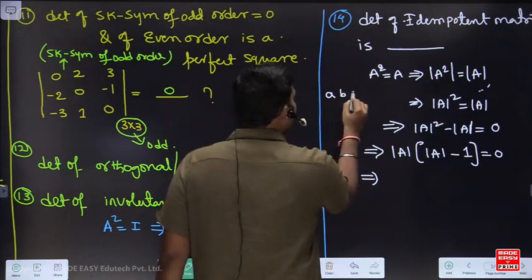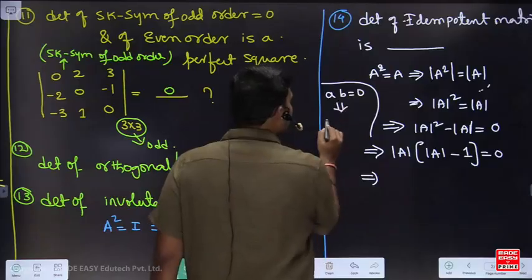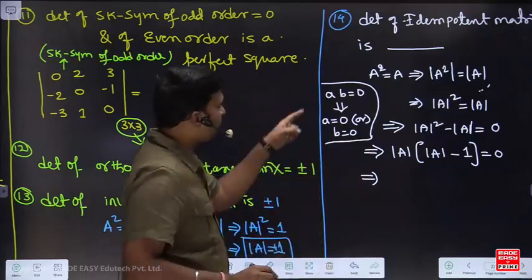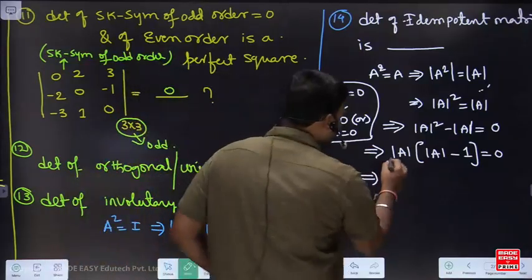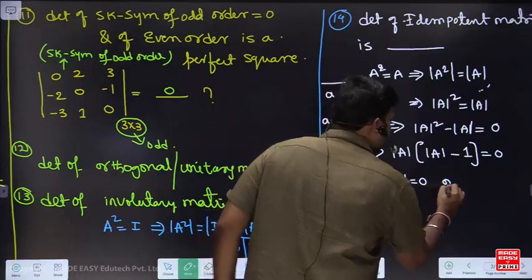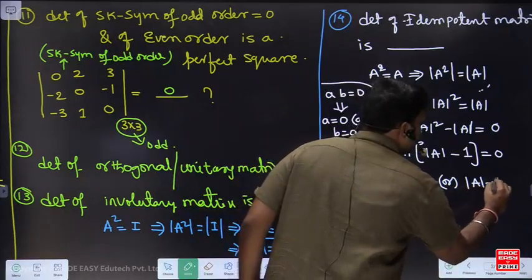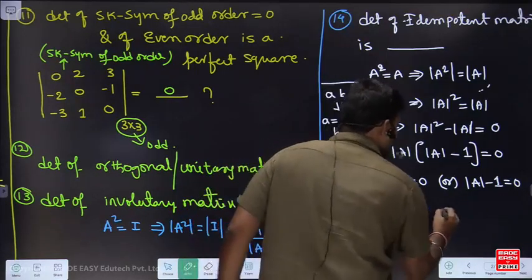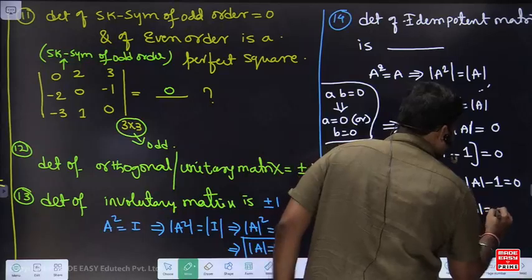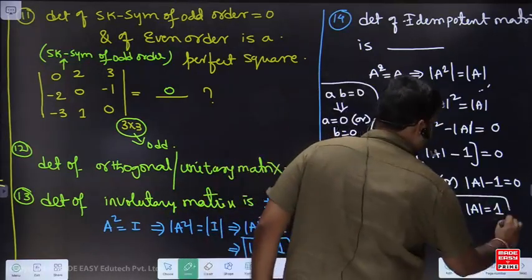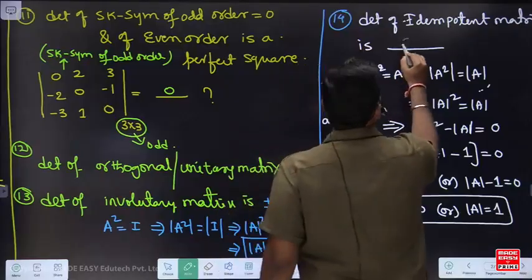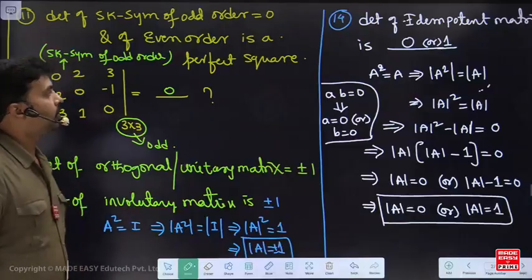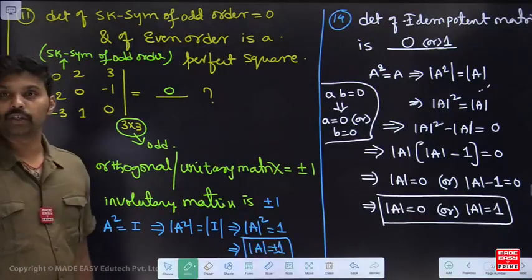Then if A into B is equal to 0, what can you write here? Either A is equal to 0 or B is equal to 0. Is it so or not? According to this, mod A is equal to 0 or mod A minus 1 is equal to 0. So this implies mod A is equal to 0 or mod A is equal to 1. So this is the answer. Either 0 or 1. So the determinant of an idempotent matrix is either 0 or 1.